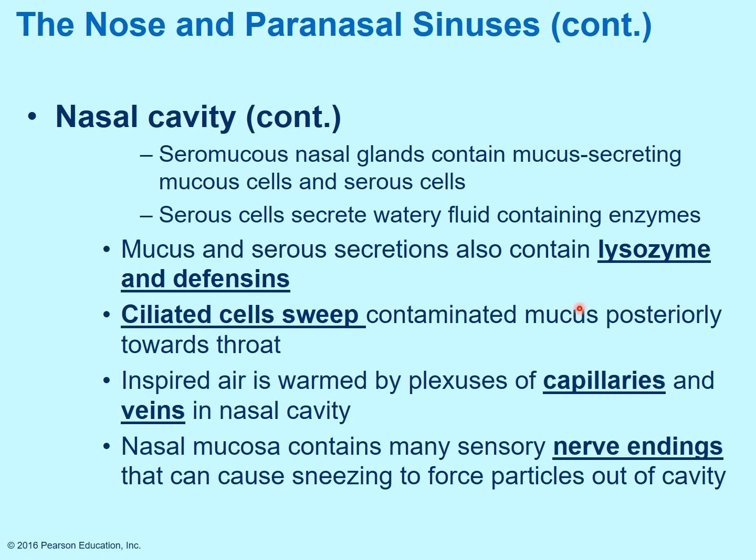The mucus does produce lysozyme and defensins. These are chemicals that play a role as part of the first line of defense of the innate immune system, and essentially, for any foreign substance such as bacteria, they will break them down. The air is also going to be warmed.